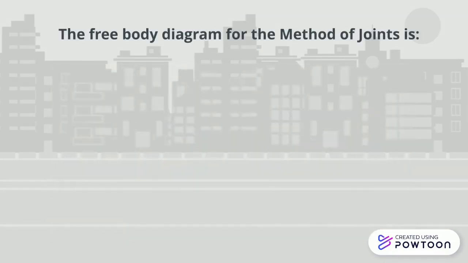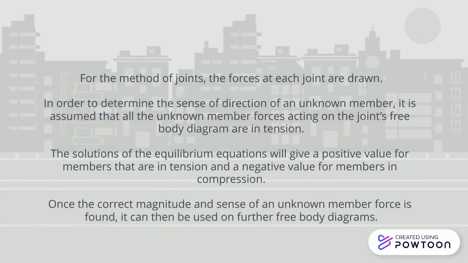The free body diagram for the method of joints is shown here. For the method of joints, the forces at each joint are drawn. In order to determine the sense of direction of an unknown member, it is assumed that all the unknown member forces acting on the joint's free body diagram are in tension. The solutions of the equilibrium equations will give a positive value for members that are in tension and a negative value for members in compression. Once the correct magnitude and sense of an unknown member force is found, it can then be used on further free body diagrams.